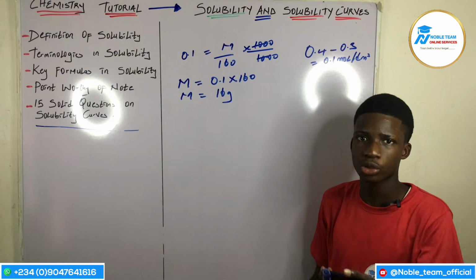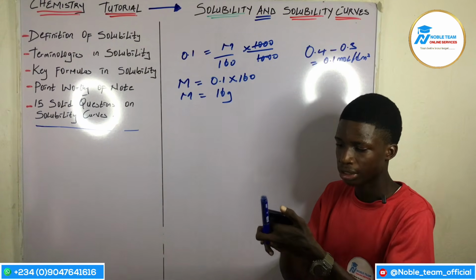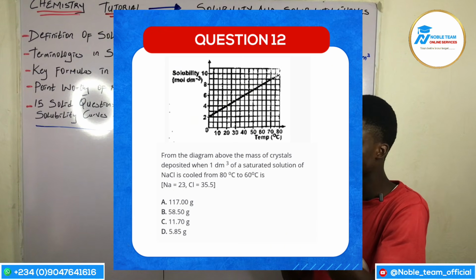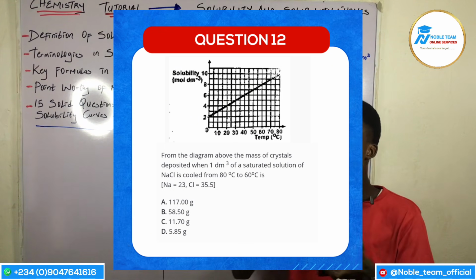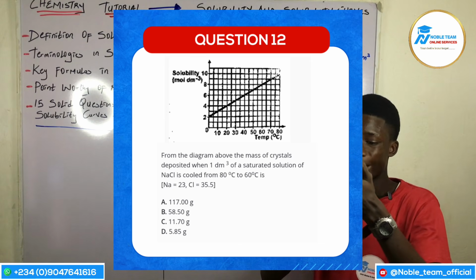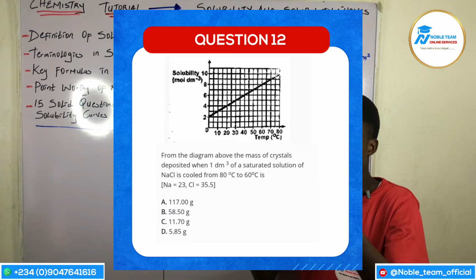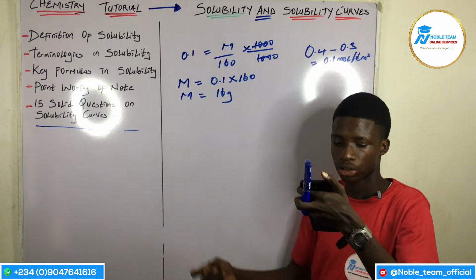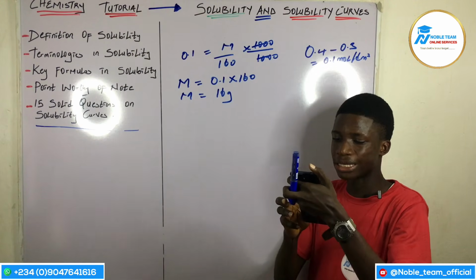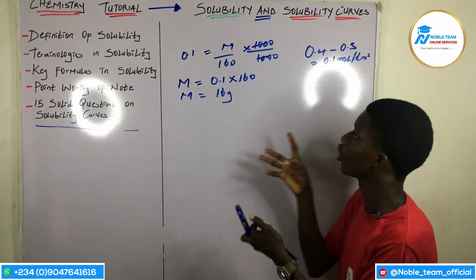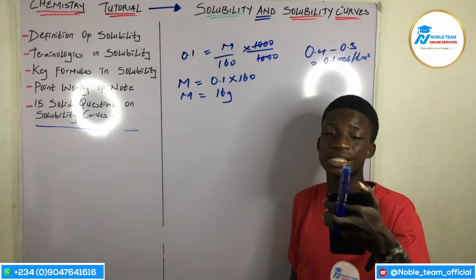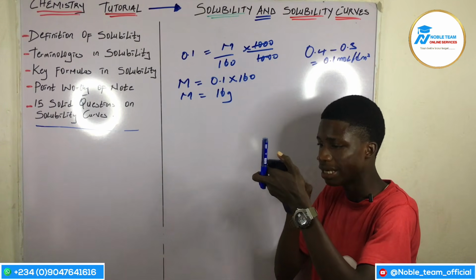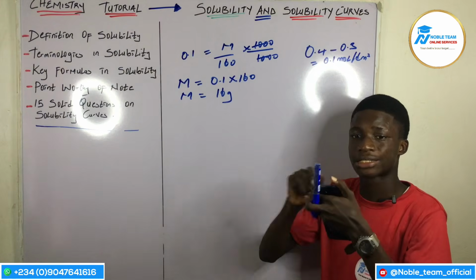Now let's solve more questions so you can understand better what I'm trying to say. Now question 12. Question 12 says, from the diagram above, the mass of crystals deposited when 1 dm cube of a saturated solution of NaCl is cooled from 80 degrees Celsius to 60 degrees Celsius is what? We are asked to get the mass of the solute. We are still going to be using this same formula, and it's the same graph. Looking at this, let's trace 80 from this graph. If you trace 80, it is at what number? It is at number 10.